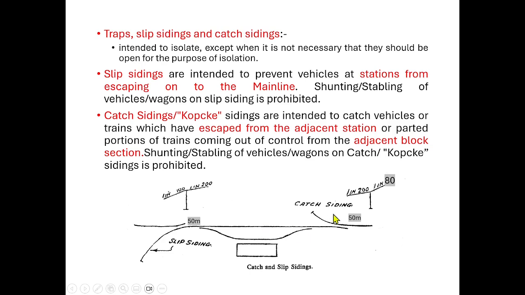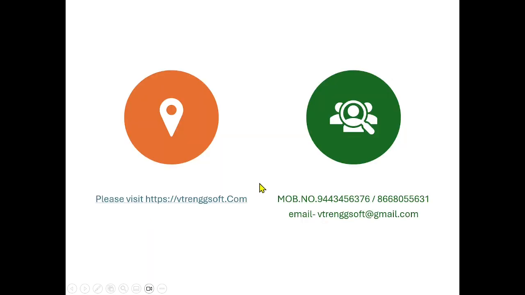Because of that, we need catch siding and slip siding according to the gradient existing in the approach of the station. Here, if the gradient is steeper than 1 in 80, within 50 meters beyond the topmost point, we need to provide catch siding. On the other side, when the gradient is steeper than falling 1 in 100, within 50 meters from the outermost point, we need to provide slip siding. This is something about catch siding and slip siding.